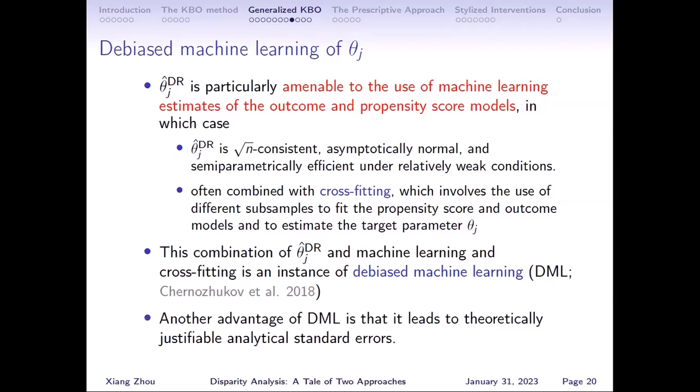And another advantage of DML, apart from the robust and efficient estimates, is that it leads to theoretically justifiable analytical standard errors, which means we don't have to use resampling methods such as the bootstrap, which could save a bit of time.